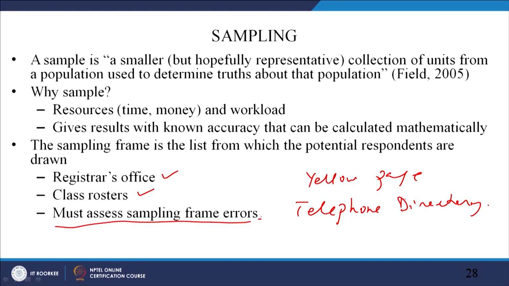A researcher should always be very careful in taking the sample frame, because there can be some errors associated with it. You should be able to assess what kind of errors the sampling frame can have. So, when you are doing the sampling, you need to be very clear with these things.